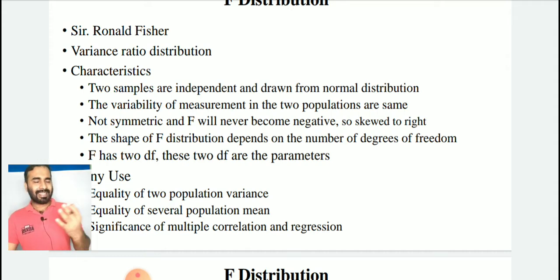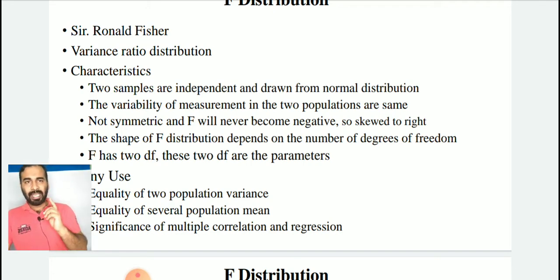Okay, so this test has a large number of features or characteristics. First, the two samples should be independent and drawn from normal distributions or from the same populations. The variability of the measurement in the two populations should be the same. And the F test is not symmetric, and that's why F will never go negative. The F distribution is always skewed to the right.